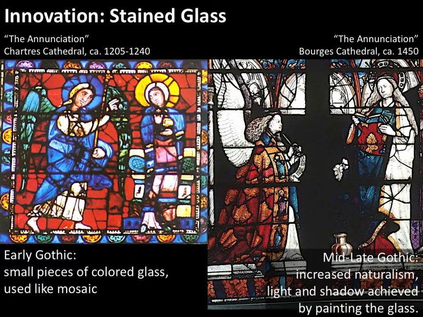Here on the right side, I've shown an image of the same Bible story, but now we're talking about 250 years later. And so we're much later in the Gothic period, and I think it's really easy to see that there is an increased natural style, and so much of the light and shadow is actually achieved by painting on the glass as opposed to using just chunks of colored glass, like in the early Gothic example.